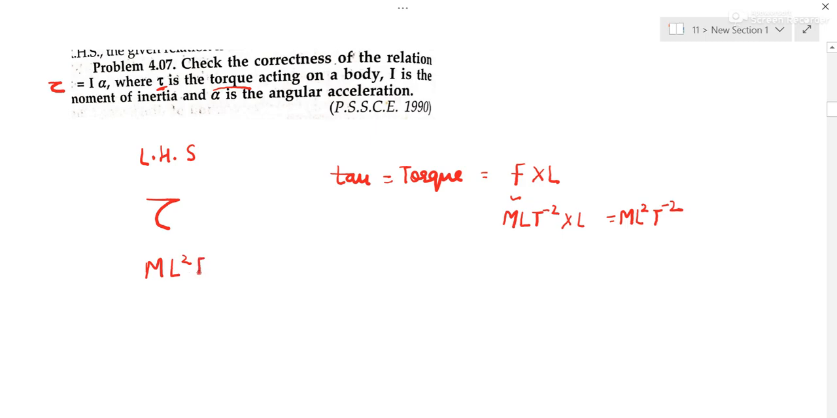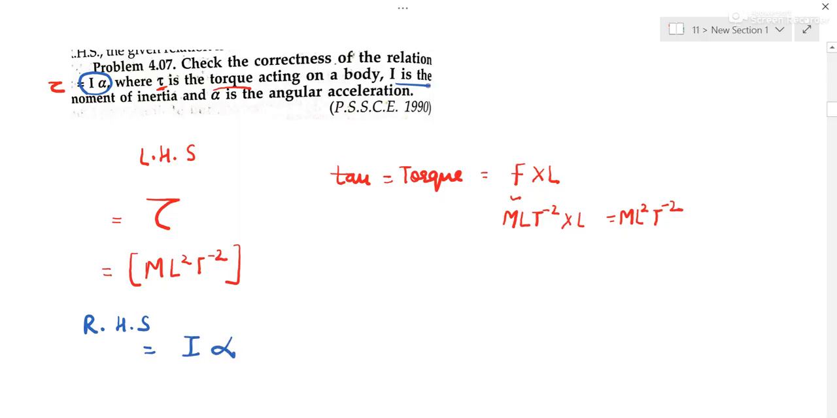ML2 T minus 2. Okay, so left hand side is ready. Left hand side is sorted. Now let us talk about right hand side. Right hand side is this I alpha. So RHS is I alpha.